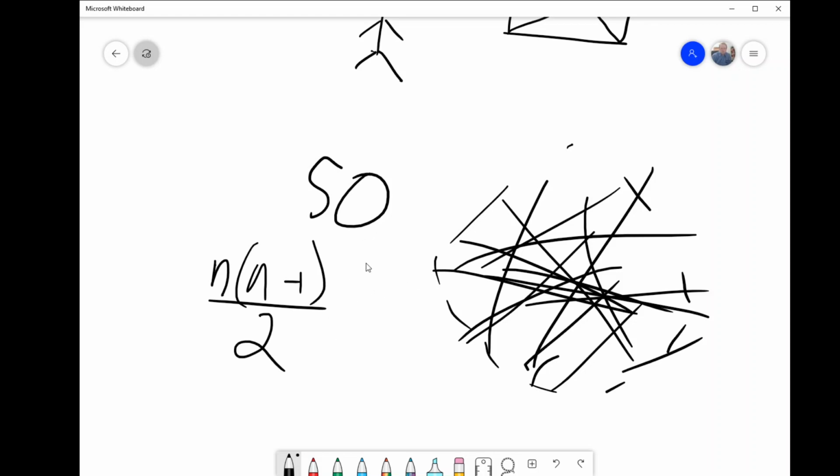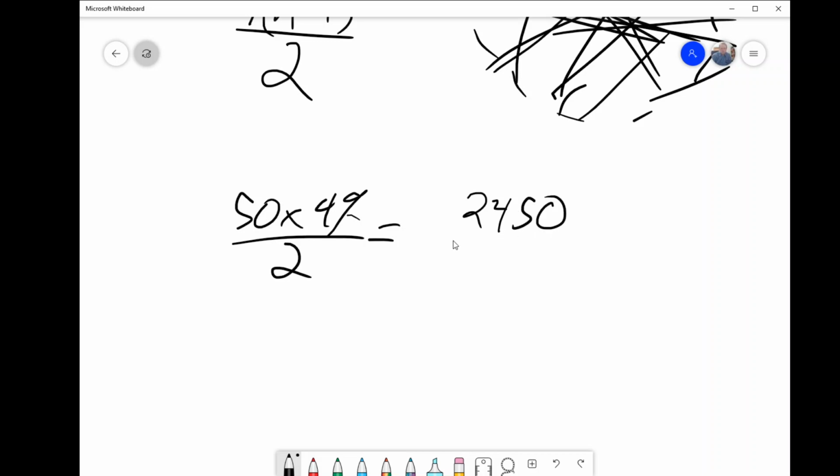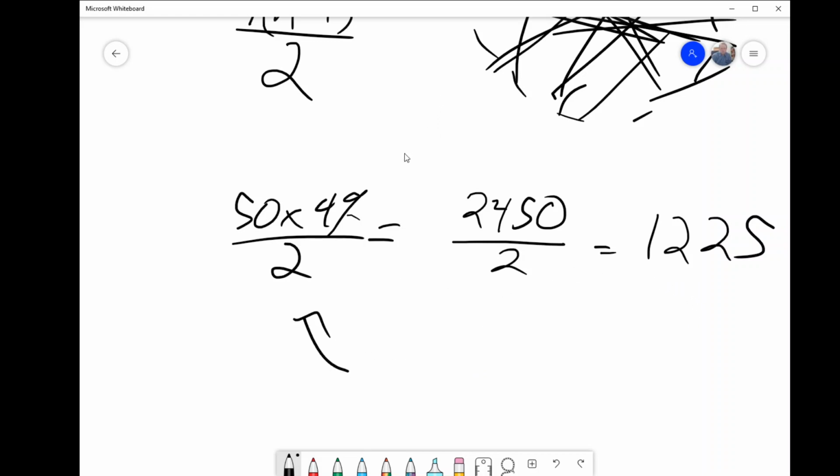That works. So for 50 people, the number of handshakes would be 50 times 49 over 2. Now 50 times 49 is 2450. We divide that by 2. We have 1,225 handshakes. Now this process was a whole lot faster than drawing a polygon and counting the diagonals.